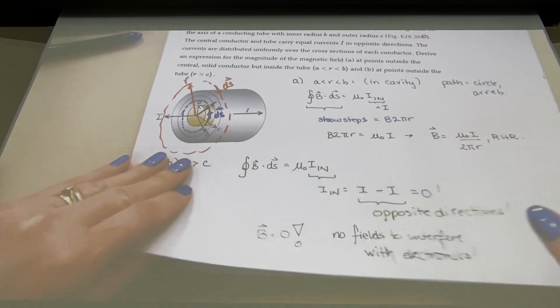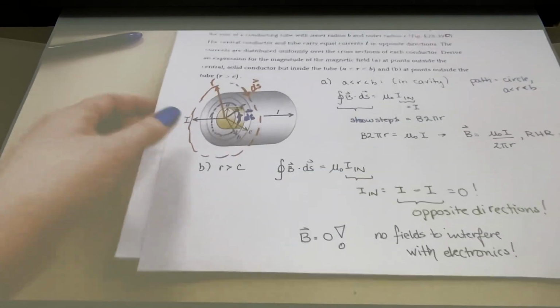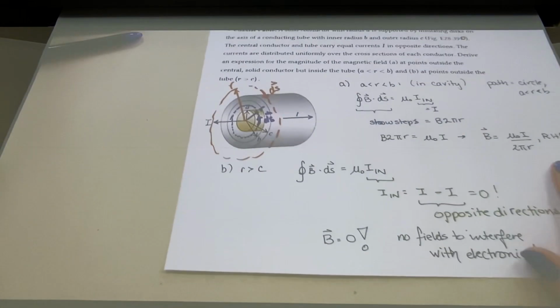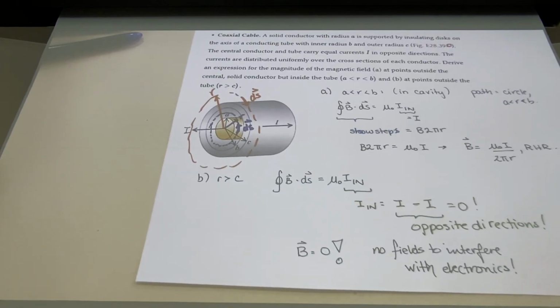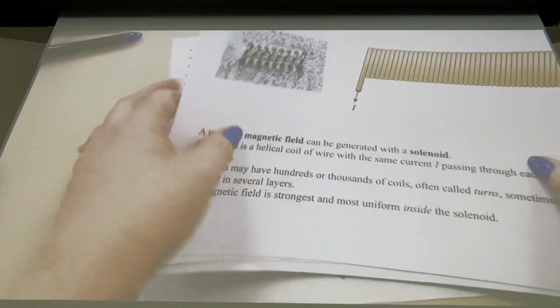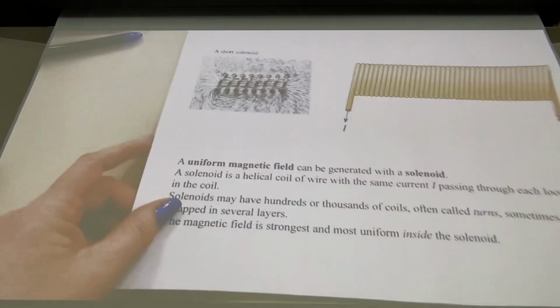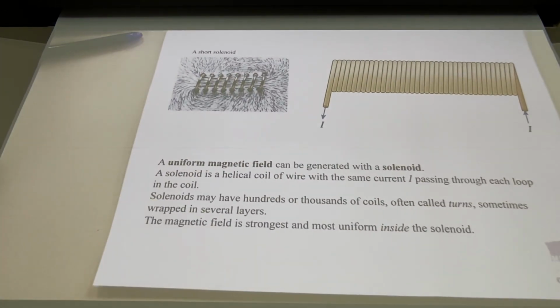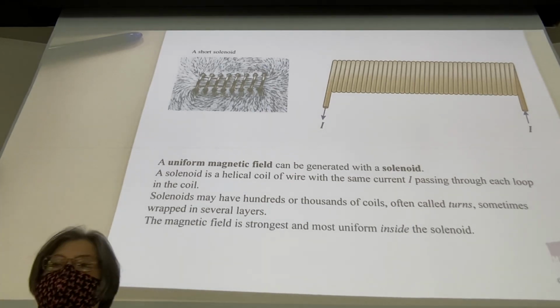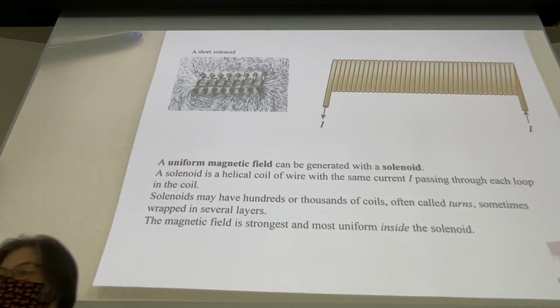So, let's do another application of current carrying wires. Your book has more applications. I'm only going to do the solenoid. If you're interested, you can look at the other ones. They are interesting, but we do have very limited time. So, the application we'll look at is a solenoid.